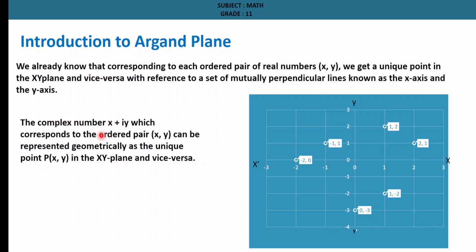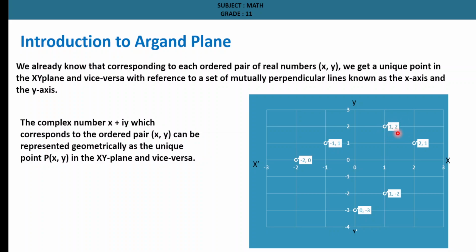Now, the complex number in the form x plus iy, which corresponds to the ordered pair x, y, can be geometrically represented as this unique point P of x, y in the xy plane and vice versa. Here we have given some examples. For example, here this point has x value 2 and y value 1, so the value of this complex number is 2 plus 1i.